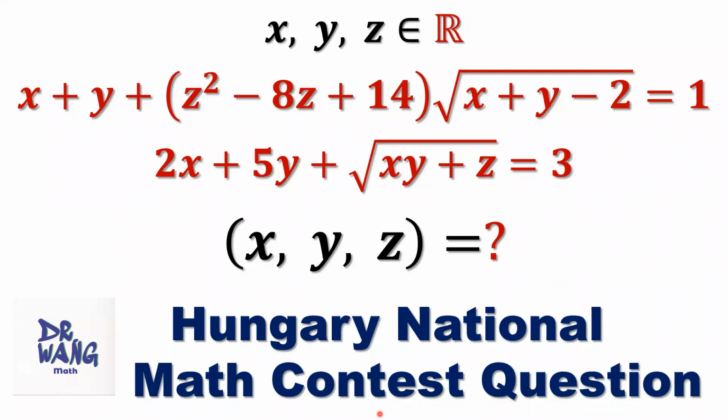Here is the question. If x, y, and z are real numbers, we want to solve this nonlinear system of two equations for x, y, and z. It's a challenging question. We have two equations containing three variables. The two equations are nonlinear.